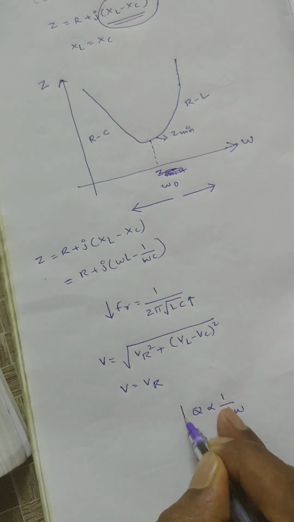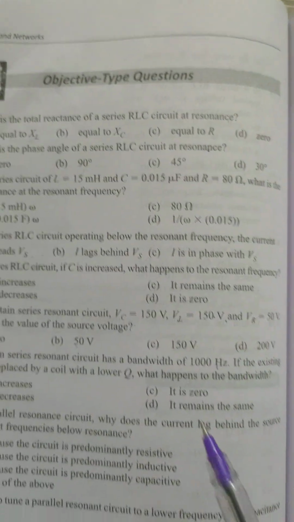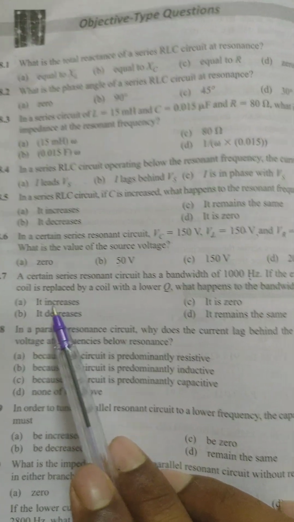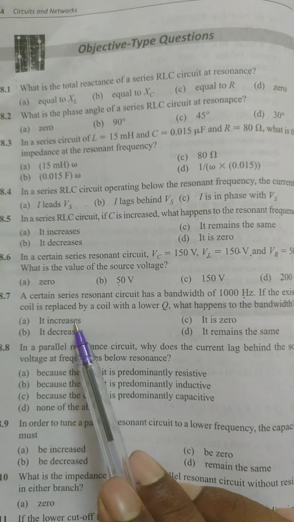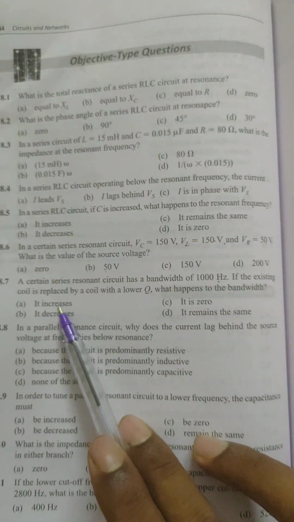Okay, when the quality factor is low, the bandwidth increases, right? When the quality factor is low, the bandwidth increases. That means, see here, the first option says it increases. That means the first option is correct. Right, the quality factor is reduced, a low value, then the bandwidth increases.